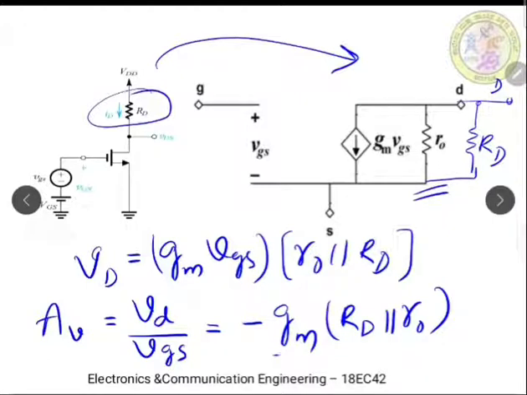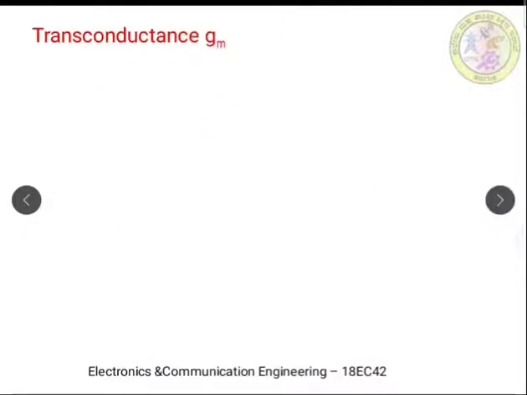Okay, so this is the new expression for the gain after including the output resistance R0 in the circuit. Therefore the effect of this finite output resistance R0 is a reduction in the magnitude of the voltage gain. So this is all regarding the small signal model for the MOSFET. Next we'll move on to the transconductance GM for the MOSFETs.